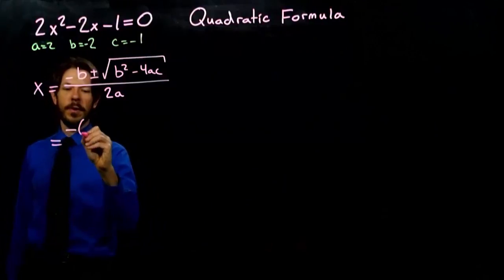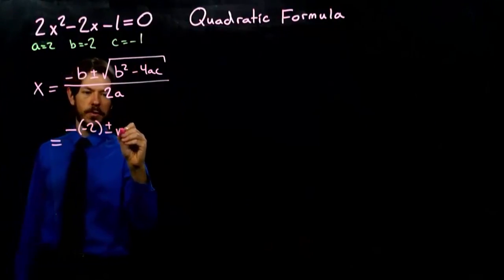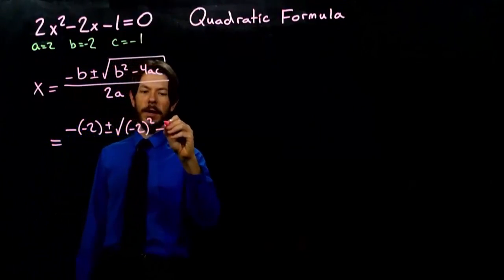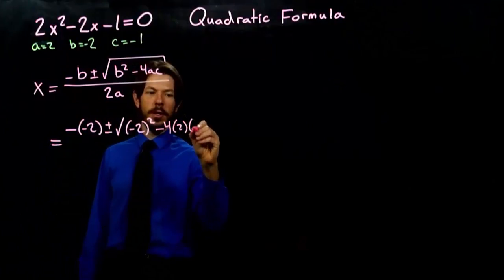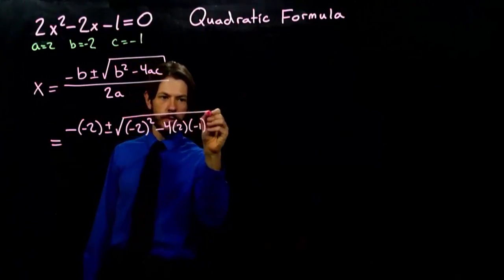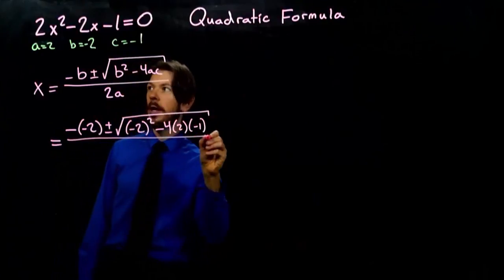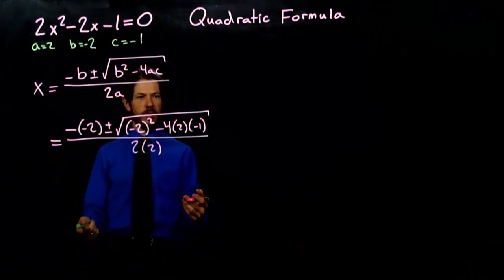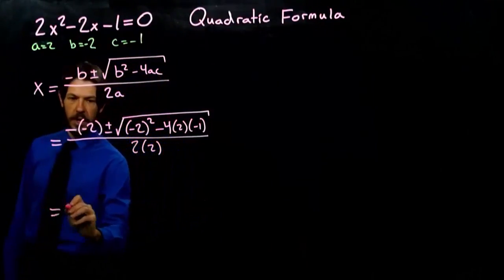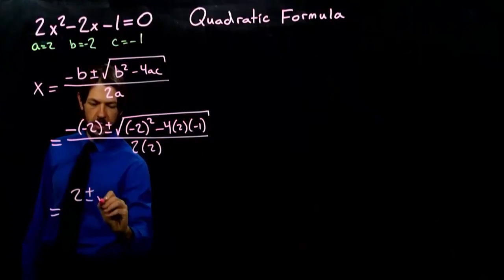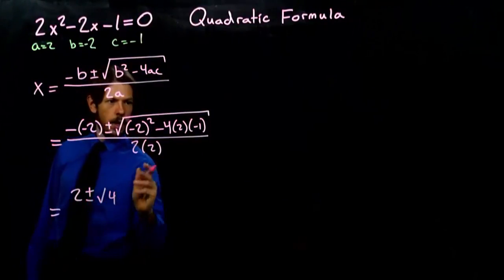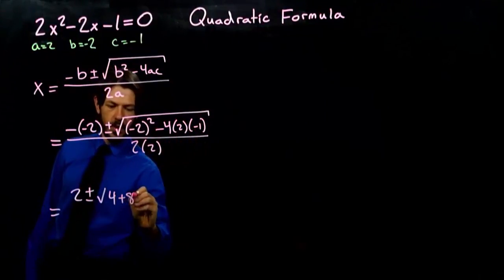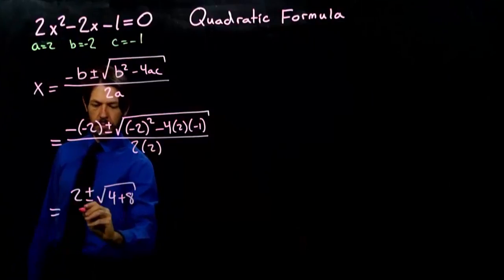This is a negative, negative 2, plus or minus the square root of the quantity, negative 2 squared, minus 4 times 2 times a negative 1. Take the square root of all of this, divide it all by 2 times a, which is 2 times 2. And then we're just going to go through and start simplifying. So let's see here. This will be a positive 2, plus or minus the square root of 4, negative 4 times negative 8, positive 8. So 4 plus 8, and all of it's divided by 4.